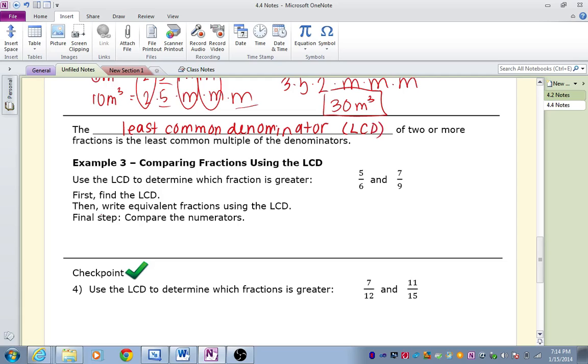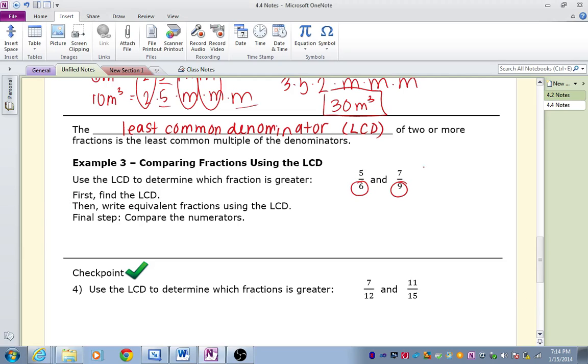So for example 3, we're going to compare fractions using the LCD. Okay, you can't compare fractions with different denominators, they need to be the same. So we're going to find one to work with and go from there. So the first step says find the LCD, which means we need to find the least common multiple of 6 and 9.